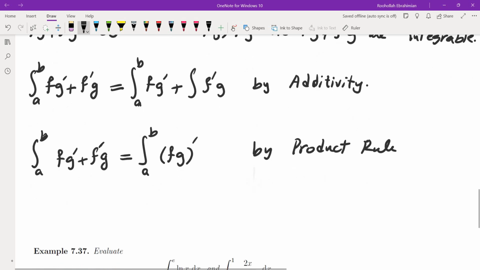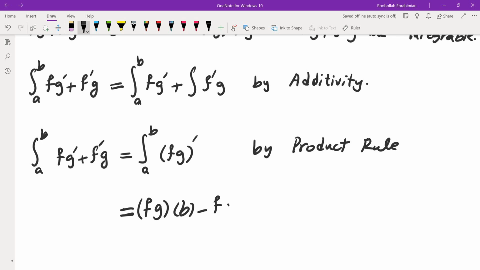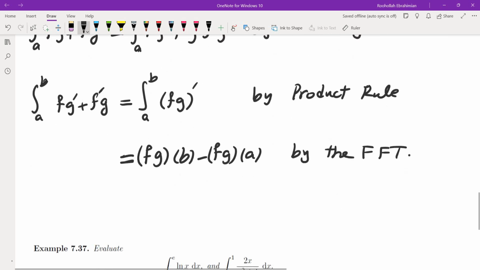Now, since the integrand is continuous, I can use the first fundamental theorem. This would be fg evaluated at b minus fg evaluated at a by the first fundamental theorem. First fundamental theorem told us integral of derivative would be the integrand. And if you combine these, we get exactly what we wanted.